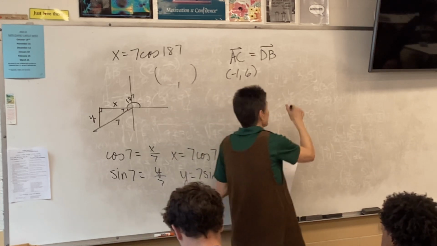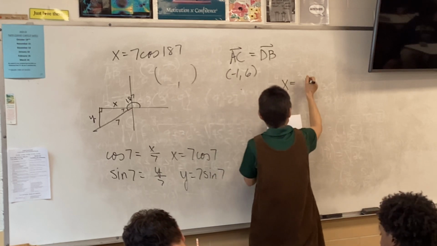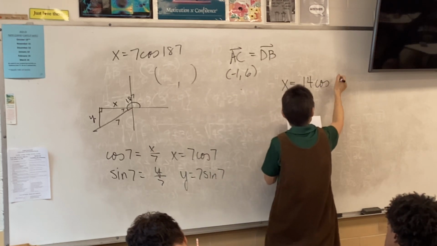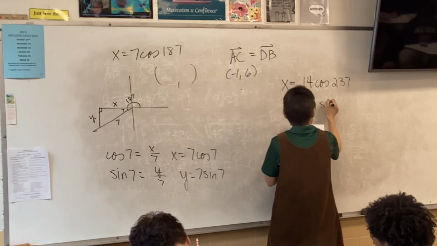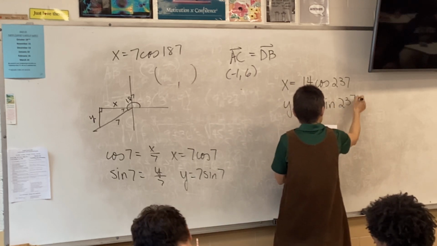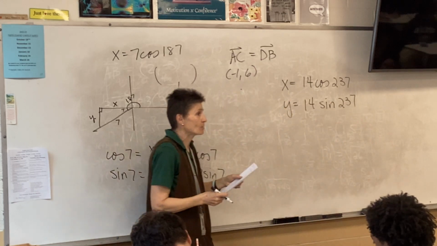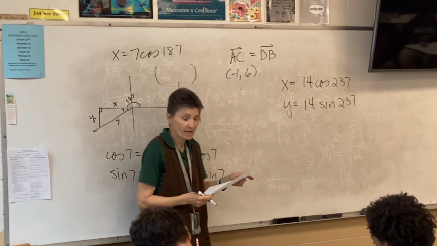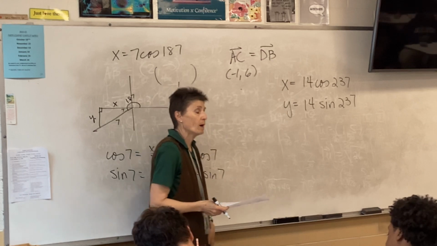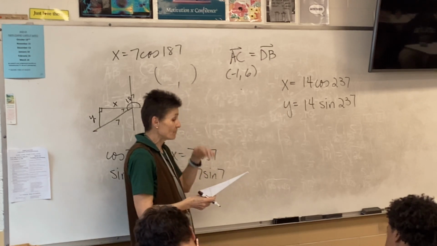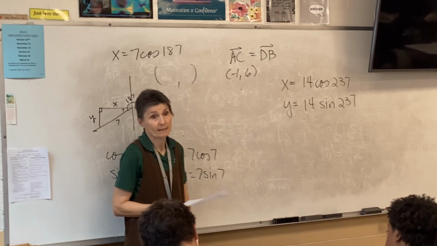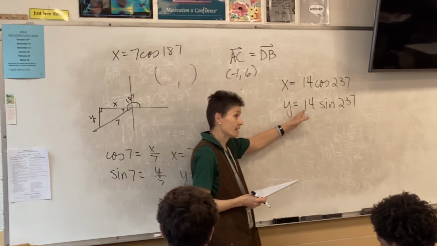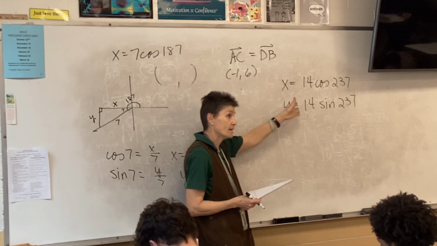Find the components. The components are going to be 14 cosine 237 and 14 sine 237. You do not need to draw a triangle and do the reference angle thing, but you are absolutely welcome to do that. But again, this vector's in quadrant 3, so your x and y will be negative. If you do this, they're going to come out negative. It's just going to work every time.